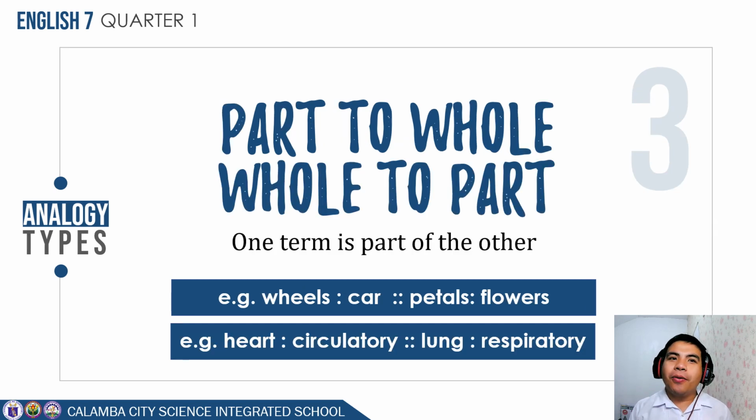Third, part to whole or whole to part. One term is part of the other. For example, wheels is to car, as petals is to flowers. We all know that wheels are part of the car and petals are part of the flowers. The second example is heart is to circulatory, as lung is to respiratory. We all know that both of them pertain to the body systems, and heart is part of the circulation and lung is also part of the respiration.